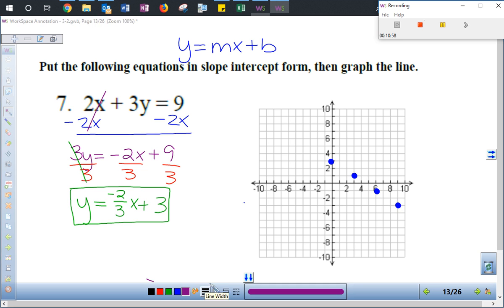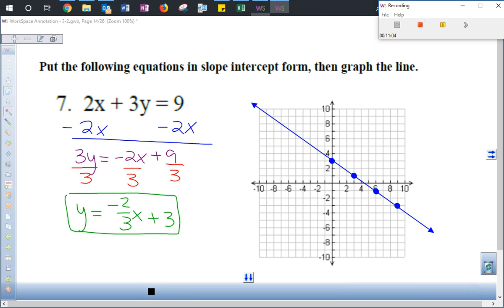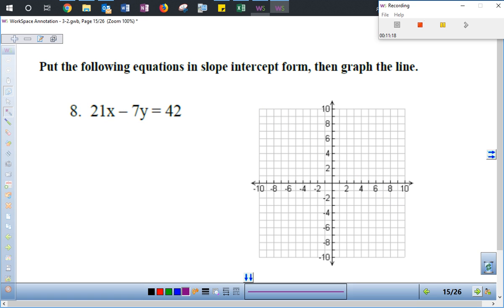Now, when I do that, I need to take my straight edge, make sure there's 4 points, take your straight edge, connect it all the way through your graph and end it with arrows. Then I'm going to do one more final check, and I'm going to trace it with my pencil here. As I'm going from left to right, my graph is going down, so I know that my slope should be negative. Let's try it again on number 8.